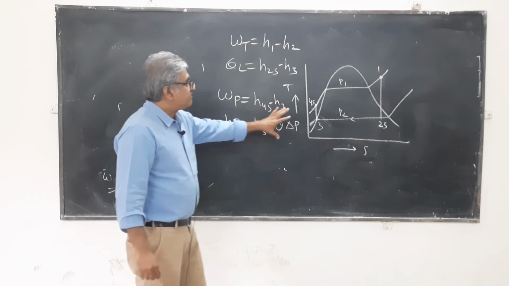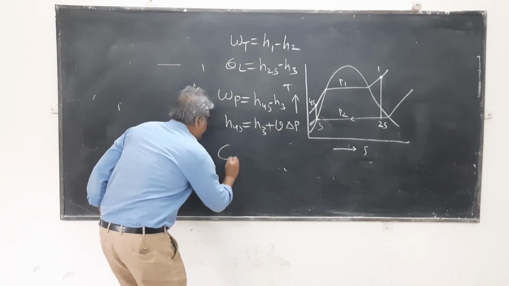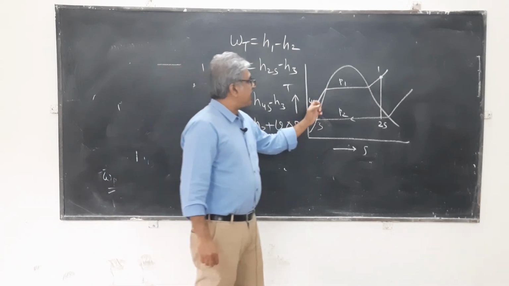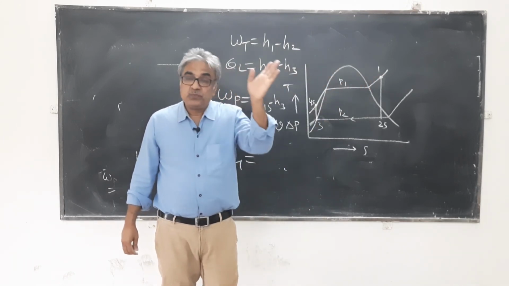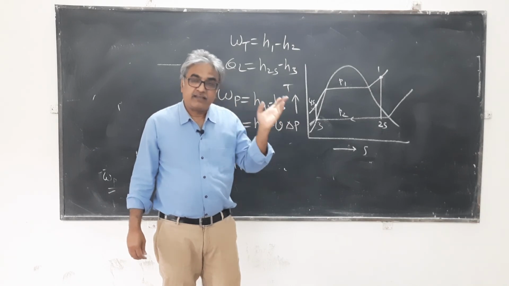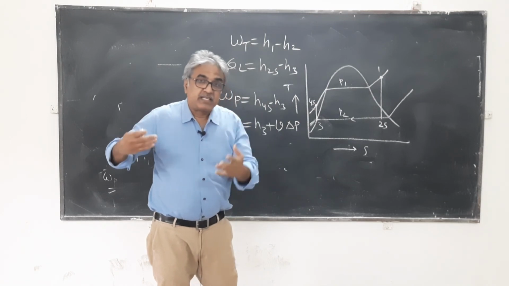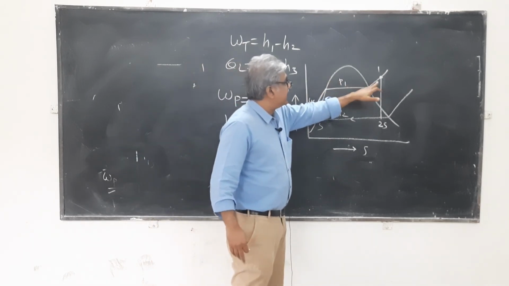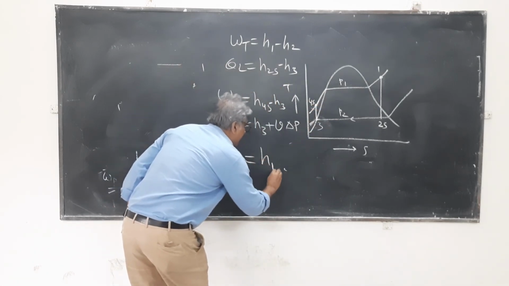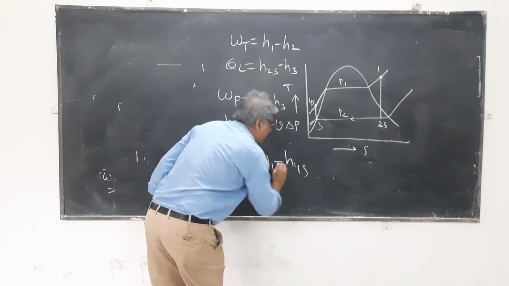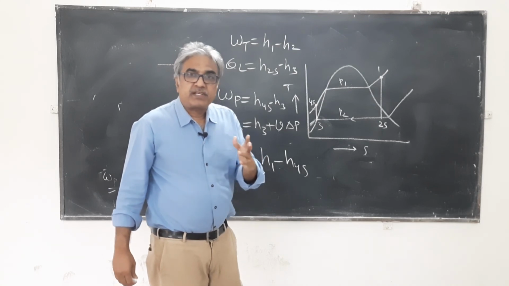Okay, now let's go to the heat supplied, that is QH. Where is heat supplied? It is in the boiler. So again the same assumptions hold true. Kinetic and potential energies are neglected, and the heat supplied in the boiler is reversible and at constant pressure. This is constant pressure heat addition. So QH is H1 minus H4S.